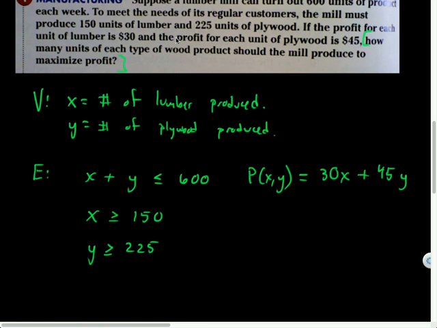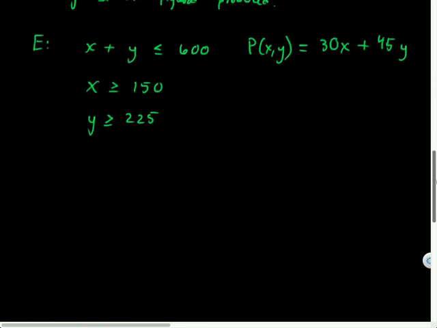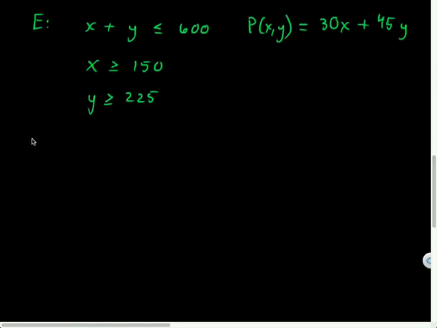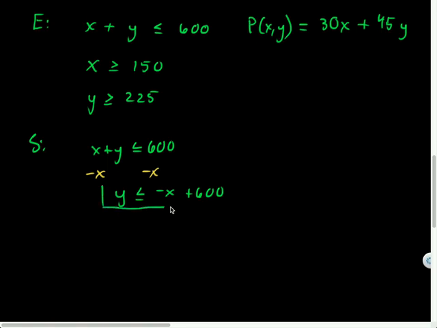Now let's see if we can figure out the solution. To solve this, the S in VESA, it looks like I could take this x plus y is less than or equal to 600 and put that in slope-intercept form, subtracting x from both sides. That could be helpful. y is less than or equal to negative x plus 600, right?